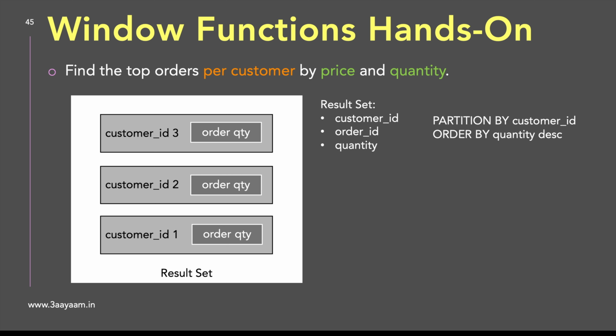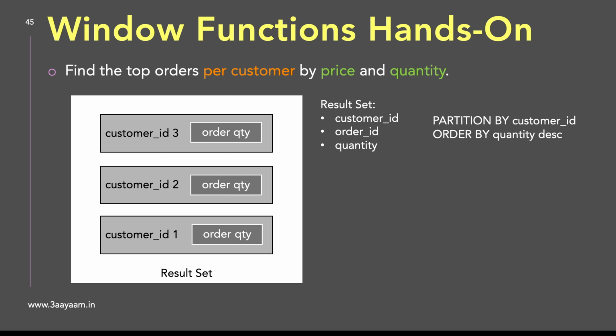Now the question is, we have found out the partition by and order by clause. Which function should we use? Which aggregate function rather should we use? Should we use sum, average, min, max, etc.? I don't think it makes sense to use sum, average, min or max, because we want to find out the top orders. So ranking would make more sense. So let us go ahead and try all the ranking functions that we have, like rank, dense rank, row number, etc. These are the ranking functions, because we want to find out the top orders.